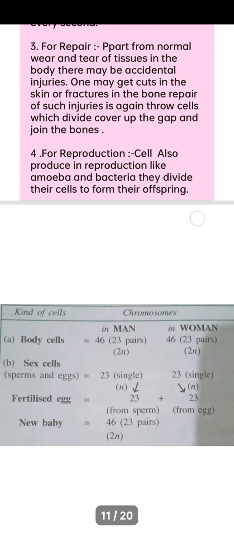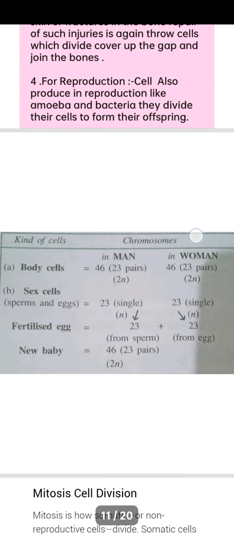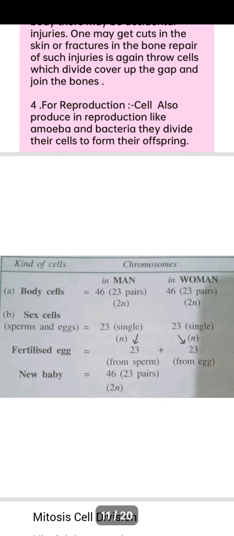Now the next topic is kinds of cells and the chromosomes. As I told you, we have 23 pairs of chromosomes, a total of 46 chromosomes.